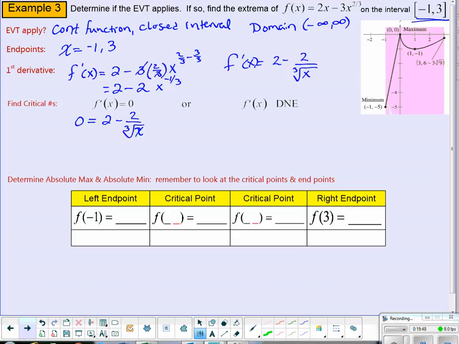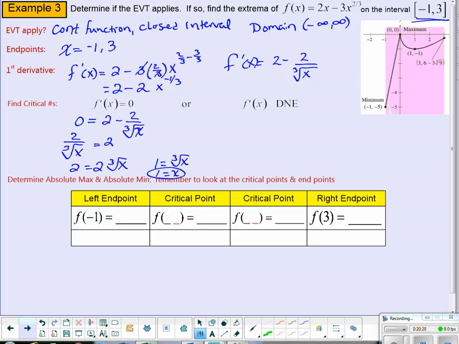And to solve that, let's add 2 over the cube root of x to the other side and set it equal to 2. Then I'm adding it to the other side. Multiply up by the cube root of x. Divide by 2, and I have 1 equals the cube root of x. Cube both sides, 1 is equal to x. So I end up with a critical value at 1.